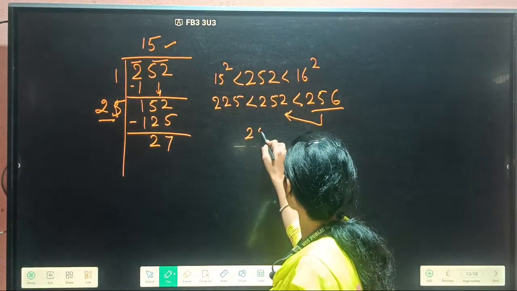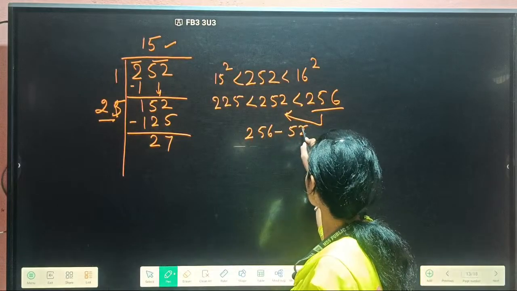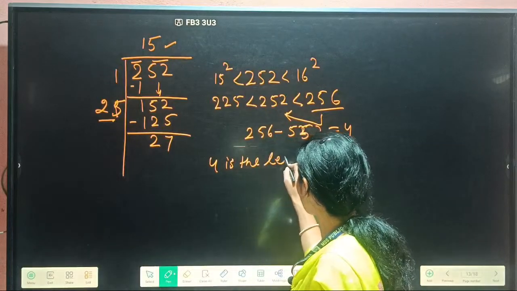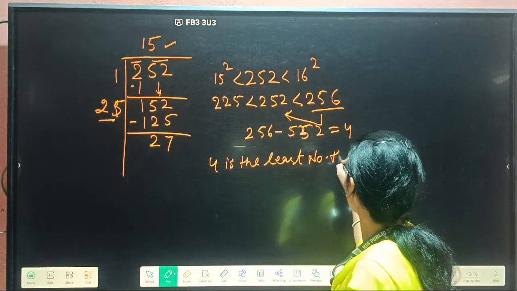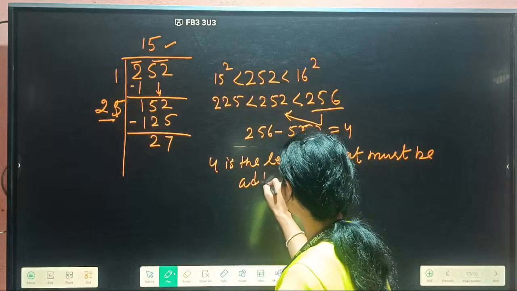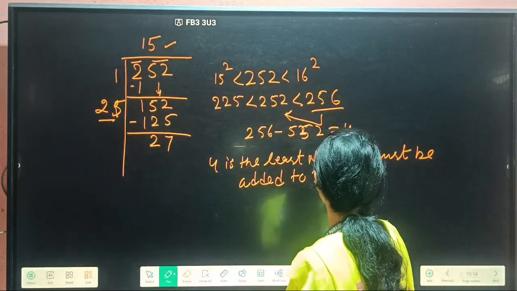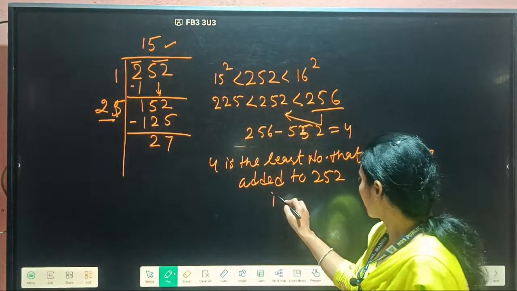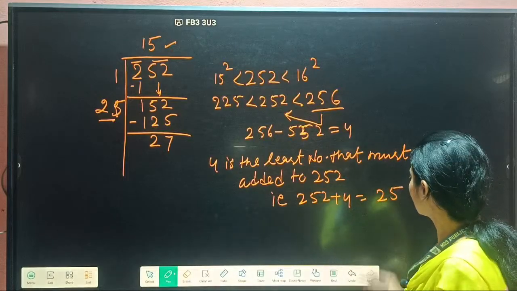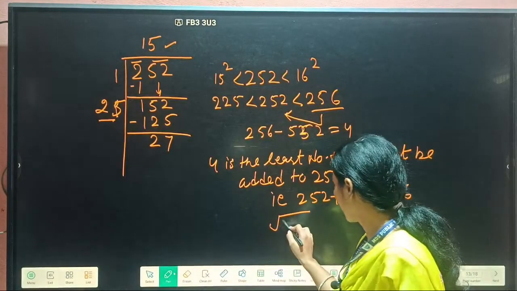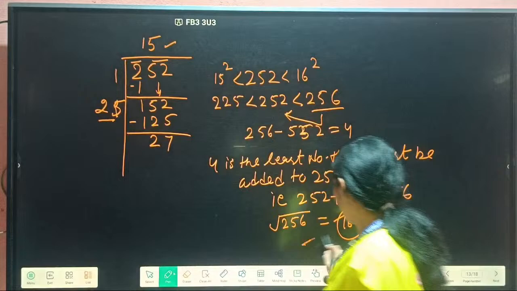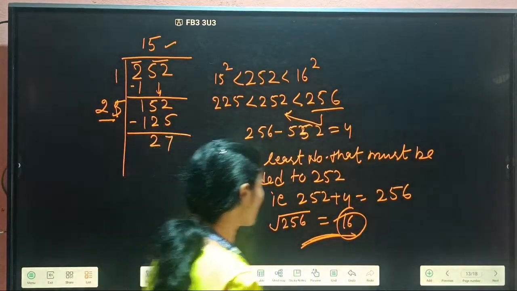Now what is the difference between 256 and 252? It is 4. So this 4 is the least number that must be added to 252. 252 plus 4, answer is 256. And what is the square root of 256? Its square root is 16. Let us do the next part.